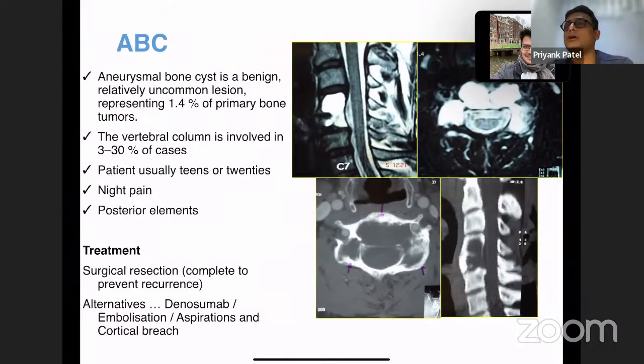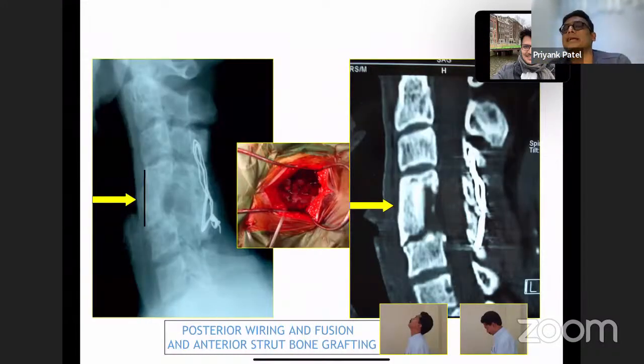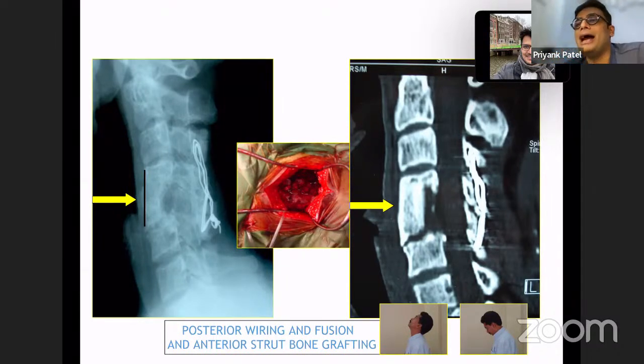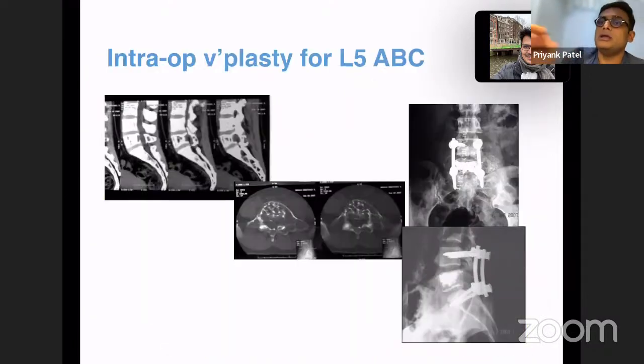Then it comes to what I was talking about, aneurysmal bone cyst. That's basically a case of aneurysmal bone cyst where a surgery was done, an intralesional curettage, putting in bone graft and stabilizing it. This was done way back, around 20 years ago, and that's the time we used to use wires for stabilization.